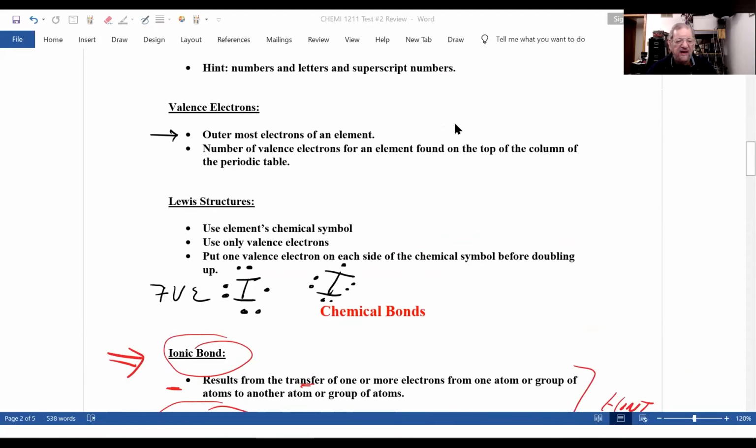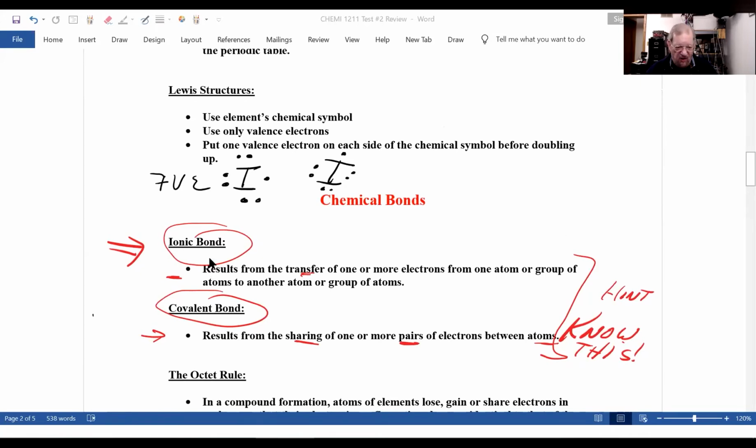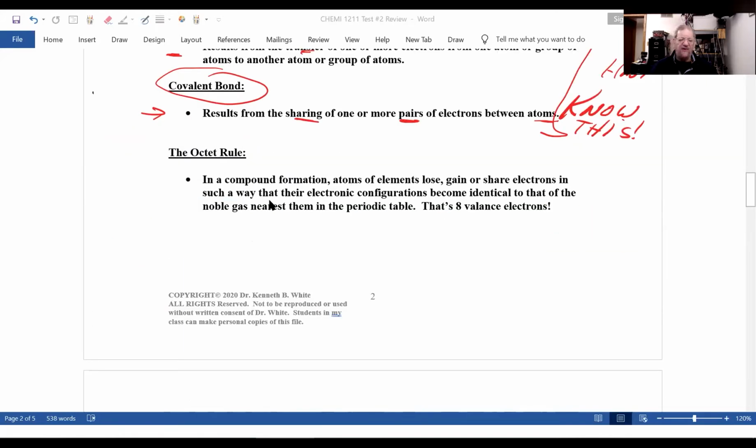All right. Now let's get back to chemical bonds. You should know ionic bond: transfer of one or more electrons from one atom or group of atoms to another atom or group of atoms. Covalent bond: results from sharing of one or more pairs of electrons between atoms. Now, the octet rule, I'll never ask you, but all elements except hydrogen want to have 8 valence electrons. How do they do that? They either lose, gain, or share electrons, so they have 8 valence electrons. The exception is hydrogen, and 2 valence electrons is its octet. But everybody else is 8.